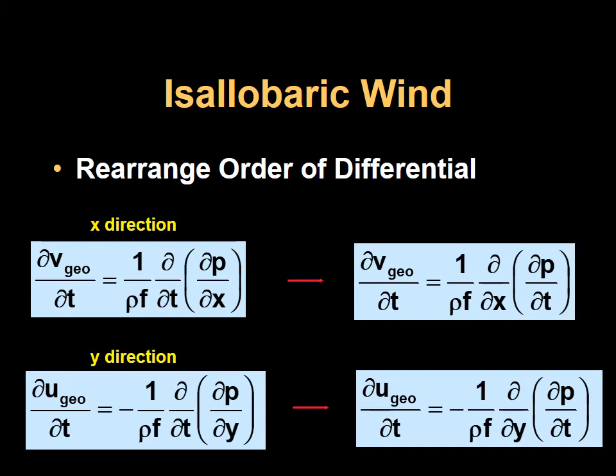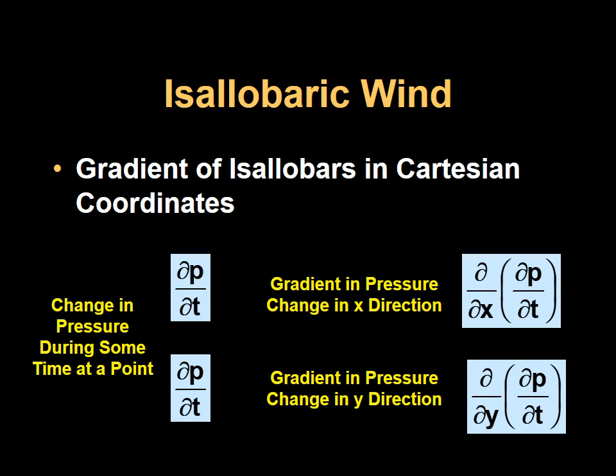I know that sounds kind of confusing. So we measure pressure changes, dp/dt, and what the derivative with respect to x and the derivative with respect to y represent are the gradients in the change of pressure, in the x direction and the y direction. So in other words, if we can draw isallobars, if we can draw changes in pressure with time, connect all those lines, and see what the gradient looks like, in other words, the gradient in the isallobars, that'll give us an accelerating wind.